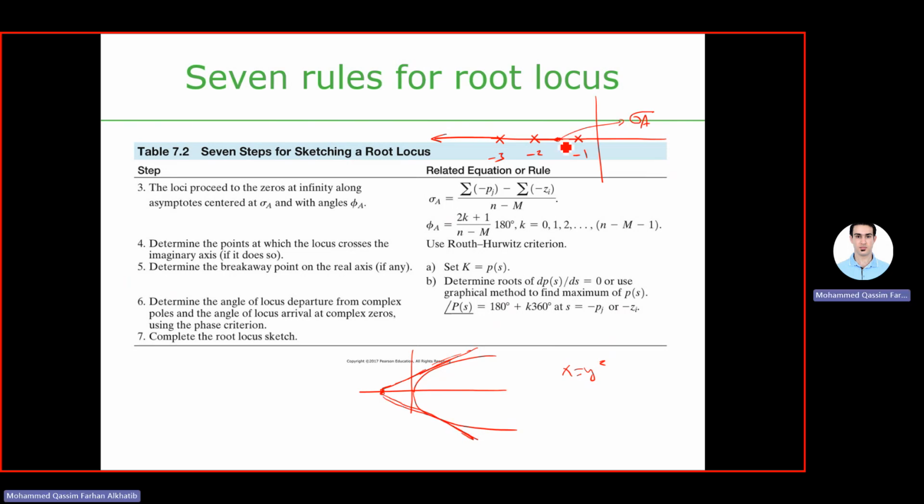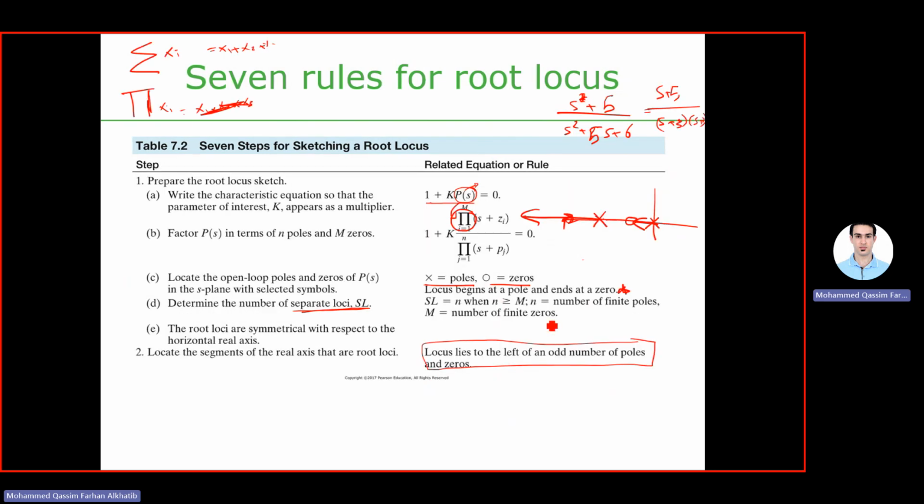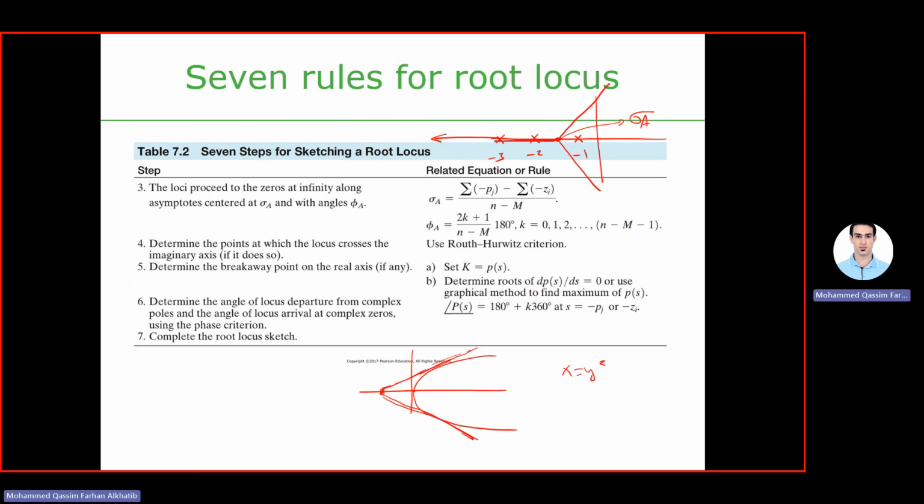Now here sigma A is the intersection of asymptotes. Asymptotes will be something like this. For example, in that example, we'll see that these are the asymptotes. So sigma A is calculated as the summation of the negative of poles minus the summation of the negative of zeros, over the number of poles minus the number of zeros. So n here is the number of finite poles, and m is the number of zeros.